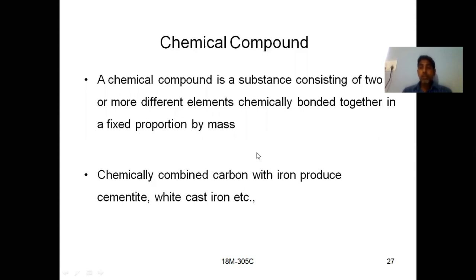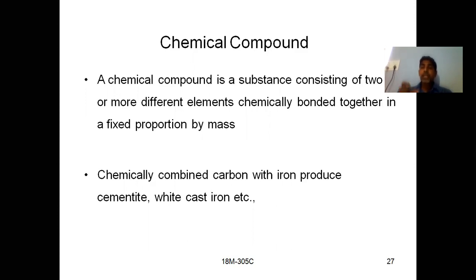And how they are bonded together, and what is the controlling point here, that is fixed proportion by mass. So how much percentage of mass from A and how much percentage of mass from B. In this way they are chemically bonded together, and such a substance is known as a chemical compound. Okay, a very important question in the examination. They will ask, write short notes on chemical compound. What is a chemical compound? A chemical compound is a substance consisting of two or more different elements, and how are they joined together? That means how they are bonded together.